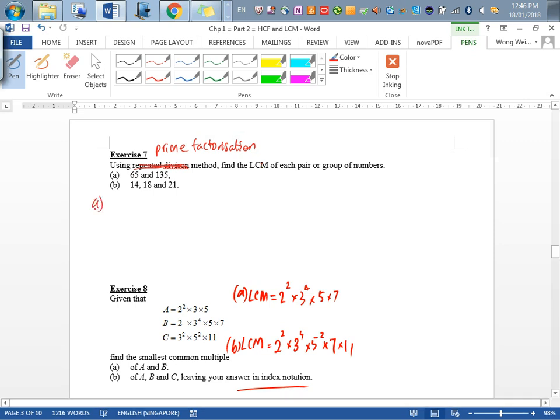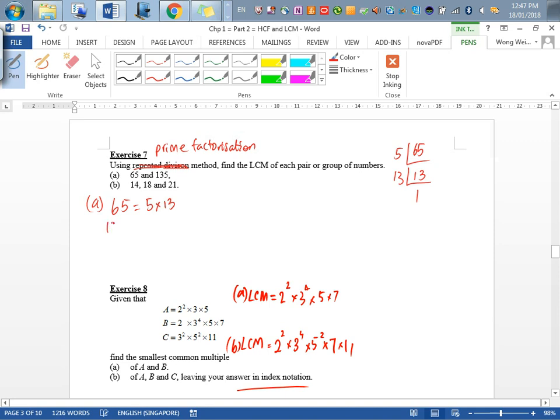In part A, 65. Standard way of doing it, we start by expressing it in its index notation. So can I divide 65 by 2? No. What about 3? Cannot. What about 5? Yes, right, so 13. What's next? 13. That's it. So 65 is equal to 5 times 13.